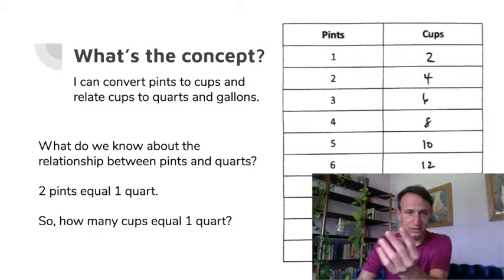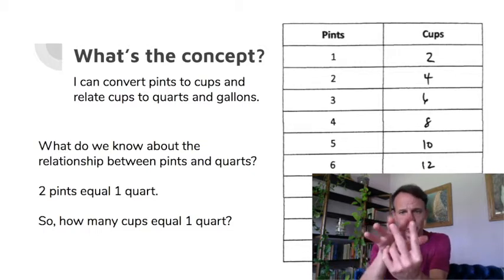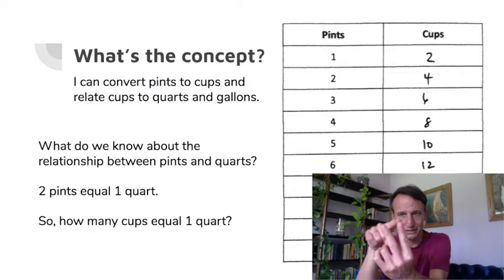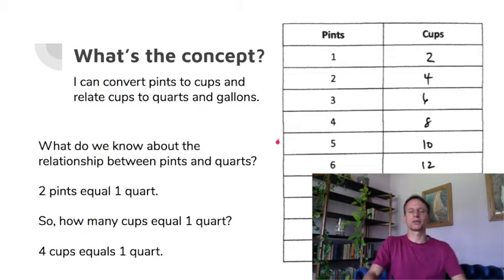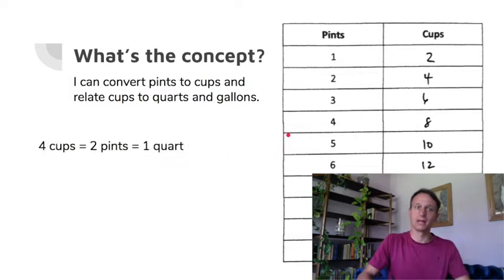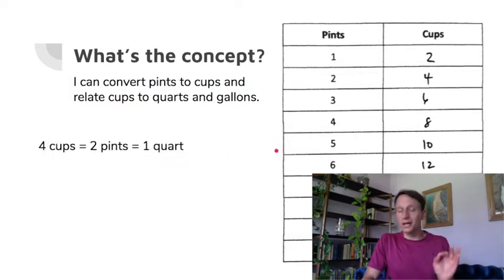It's actually going to be very similar to what we did before. So here's 2 pints. They make a quart. Each pint has 2 cups in it, 2, 4. So 4 cups makes 1 quart. See that? All right, so 4 cups equals 1 quart. So 4 cups equals 2 pints, which equals 1 quart. Okay, with me? All right.